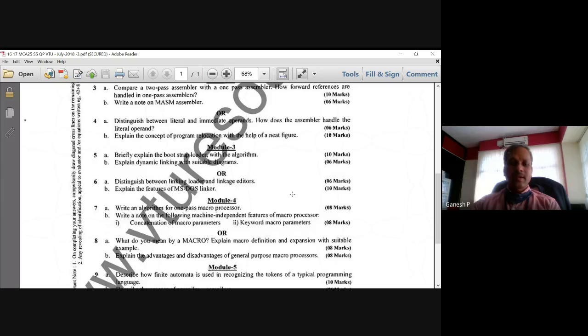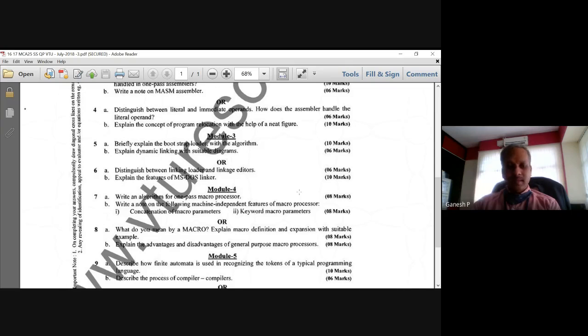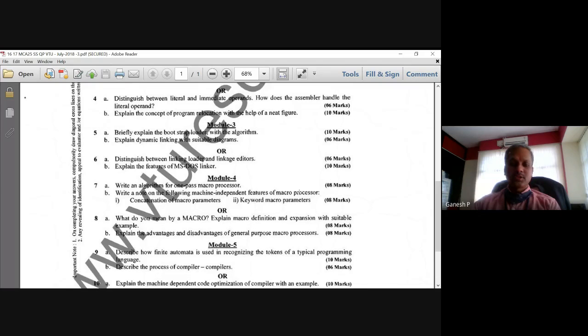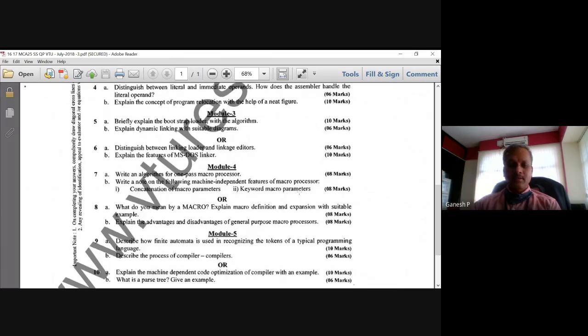Then concatenation of macro parameters, which is again repeatedly asked, and keyword macro parameters, which is also asked again. Then what do you mean by a macro? That is an assembler directive. So explain macro definition and expansion, that is the functionality of macros. The same question was asked differently in the previous question paper, but both have the same solution. What is the macro definition? Macro call and macro expansion.